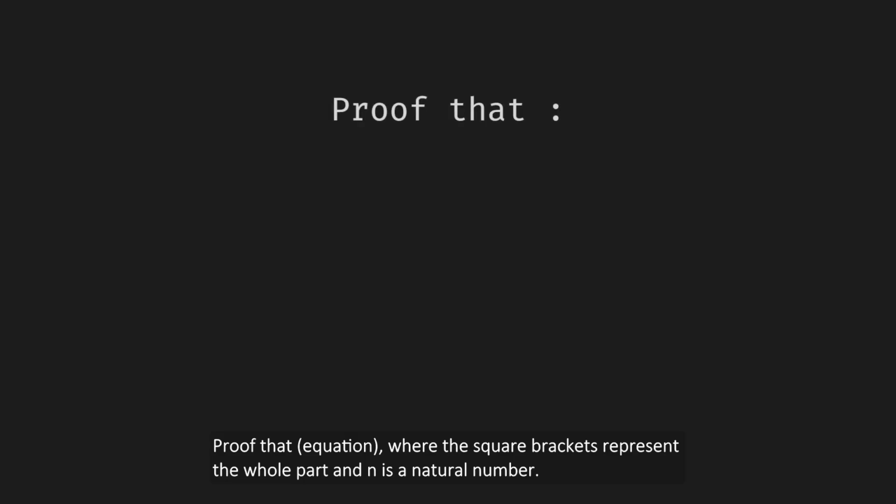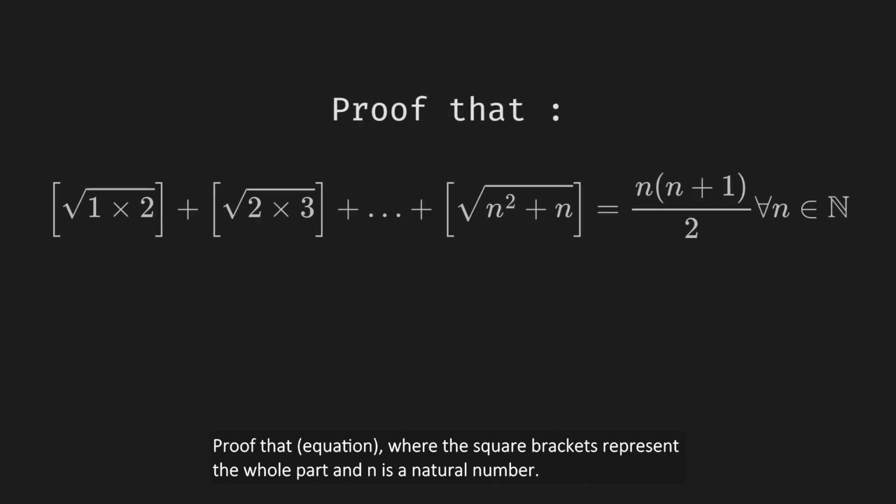Enjoy today's problem. Prove that the whole part of the square root of 1 times 2, plus the whole part of the square root of 2 times 3, plus so on till the whole part of the square root of n squared plus n, is equal to n times n plus 1 divided by 2, where the square brackets represent the whole part and n is a natural number.